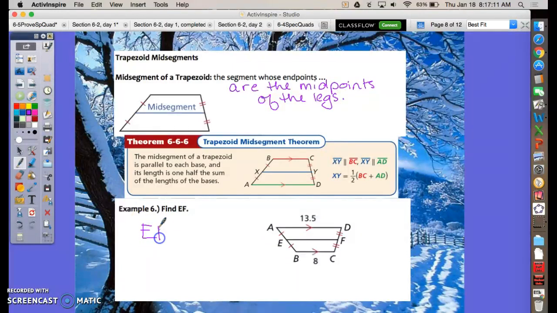So the length of EF is going to be 1/2 the length of the bases added together. When I add these together, I get 21.5. If I take half of 21 and 5/10, I will get that the length of EF is 10.75 units.